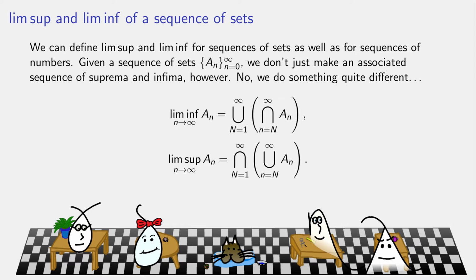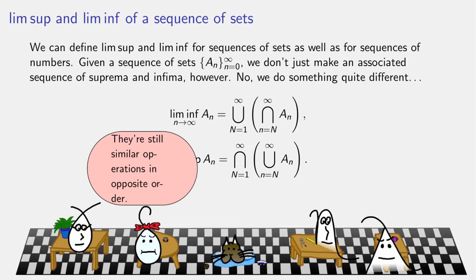Here we have it. The liminf is the union of a bunch of intersections, and the limsup is the intersection of a bunch of unions. Now, much like our other definition, limsup and liminf of sequences, these are similar operations in opposite order. Remember, the liminf of a sequence was the supremum of a sequence of infima, and the limsup was the infimum of a sequence of suprema. So similarly here, we've got union of intersection versus intersection of union. But what does this nasty construction really represent?